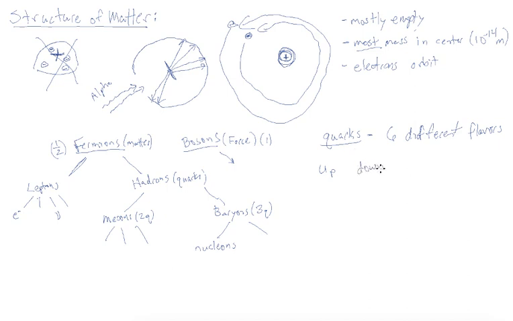Down, charm, top, bottom, and my favorite, strange. All right, so these are the 6 different types of quarks that you can have. And these different quarks can each have different types of charge.